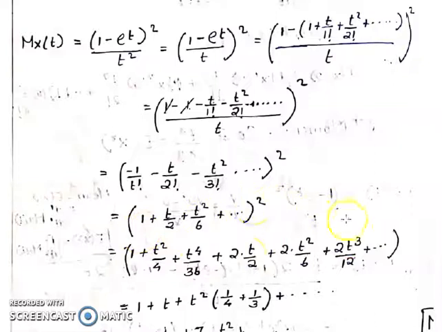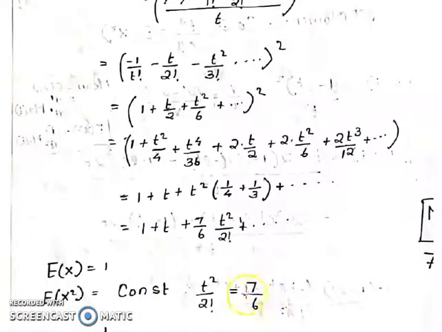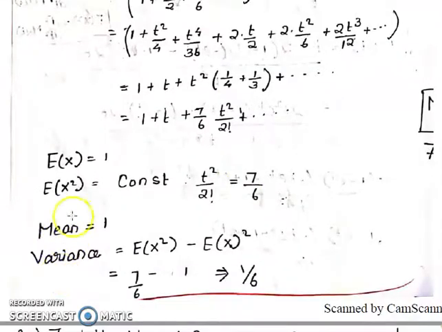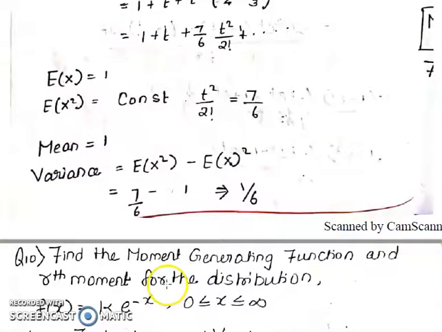Simplifying, applying the a plus b whole square formula, we get the series like this. So here E of x is 1. What is the coefficient here? Sorry, E of x is the coefficient of t, which is 1. E of x square is the coefficient of t square by 2 factorial, which is 7 by 6. So the mean equals 1. Variance is E of x square minus E of x the whole square: 7 by 6 minus 1 is 1 by 6.